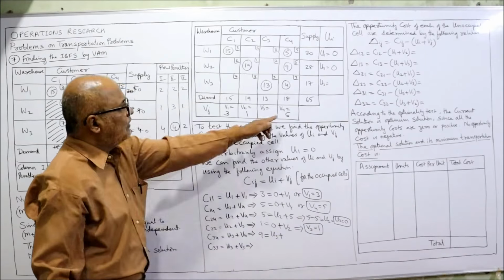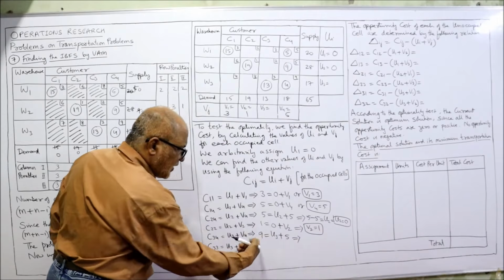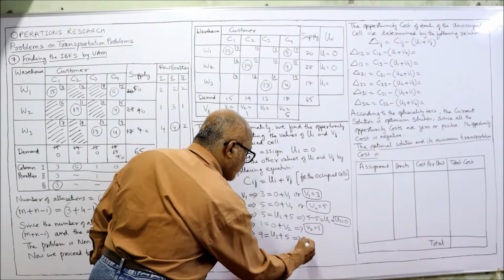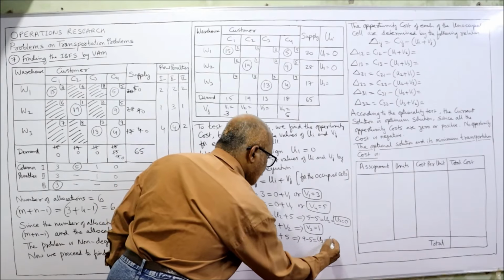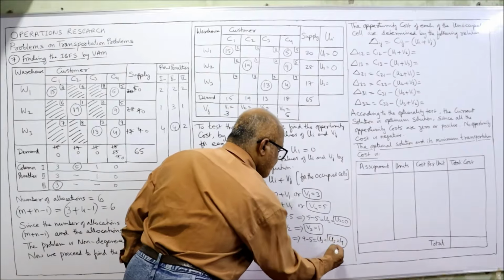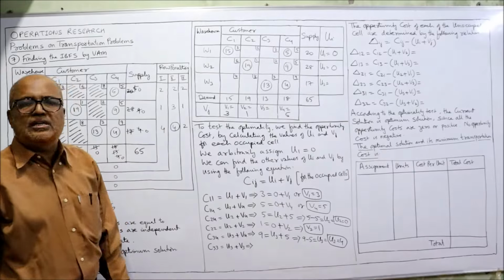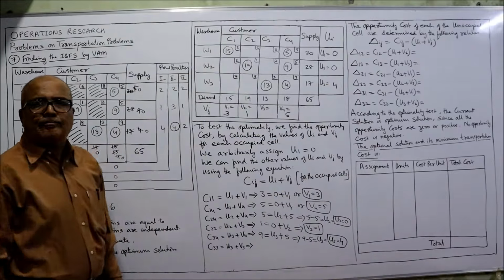Plus V4. V4 we have 5. Now bring this 5 to LHS. So 9 minus 5 is equal to U3. Then U3 is equal to 9 minus 5, which is 4. We got the value U3 is equal to 4.